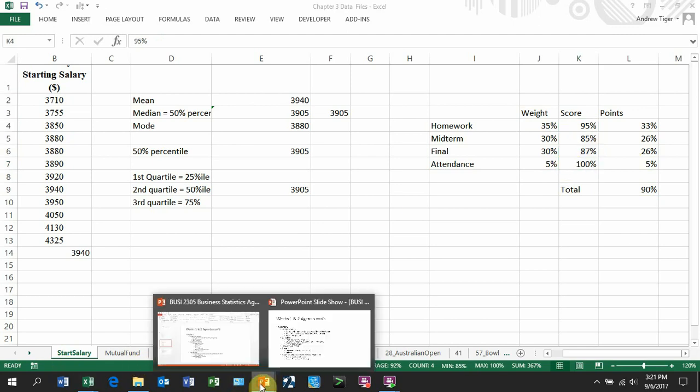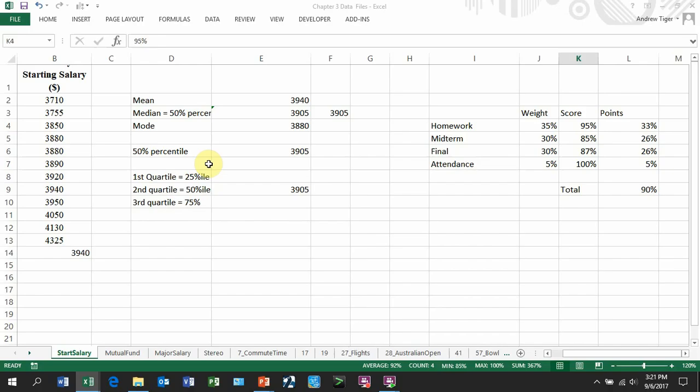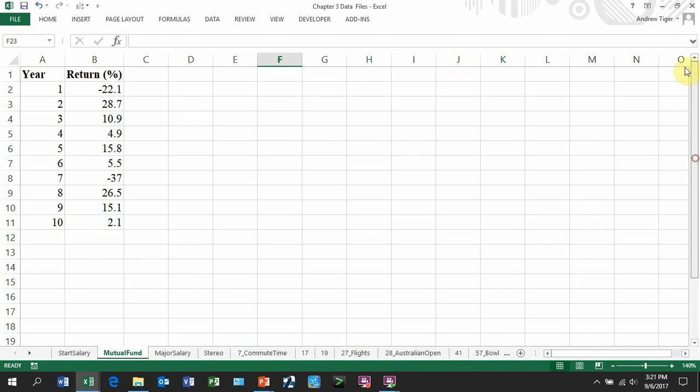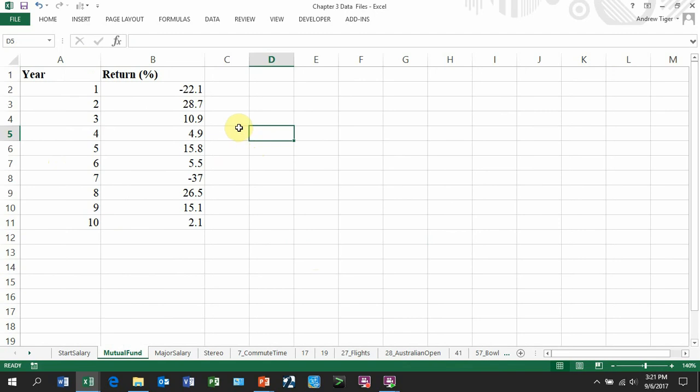And then the last thing on this video is a geometric mean. A geometric mean is not used very often except in finance where we're looking at growth rates. So here's the example. We've got a mutual fund, some financial product, some stock or mutual fund. Let's say we start with some money and we invest in it. And the first year we lose a lot. We lose 22%. So let's just say we start with $100.